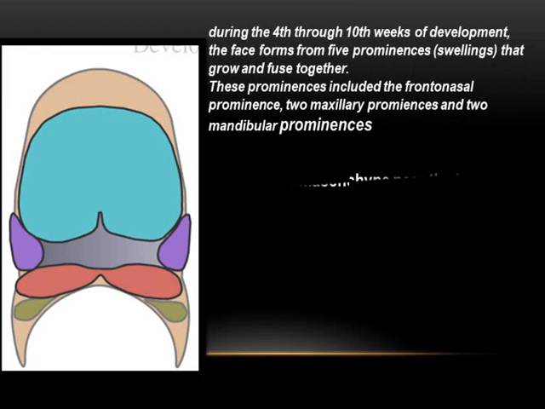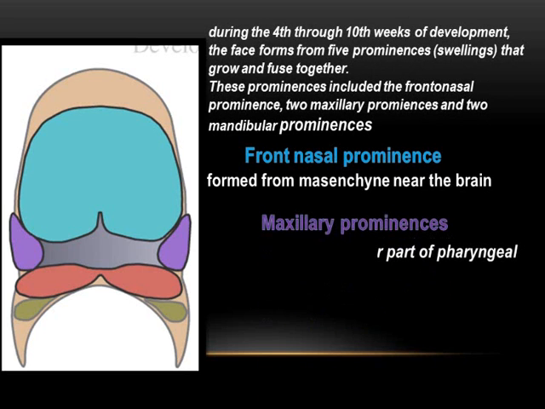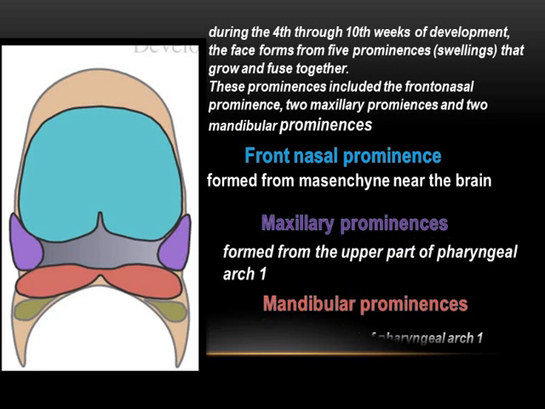During the 4th through the 10th weeks of development, the face forms from 5 prominences that grow and fuse together. These prominences include the frontonasal prominence, 2 maxillary prominences, and 2 mandibular prominences. The frontonasal prominence, as we can see in the light blue, is formed from the mesenchyme near the brain. Maxillary prominences are formed from the upper part of pharyngeal arch 1, and the mandibular prominences in red are formed from the lower part of pharyngeal arch 1.